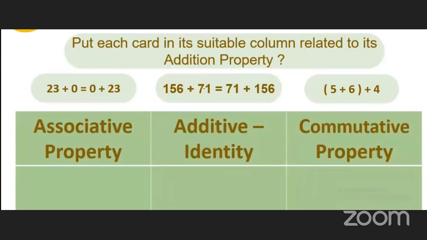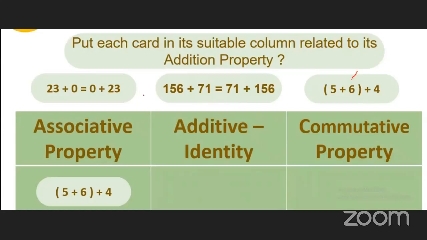Associative property. Which one of these cards refers to associative property? Think. Associative property means we have parentheses, then we get the result first between brackets, then add the result to the other addend. So excellent. This card goes in the column of associative property. What about this card? So go, I get it.